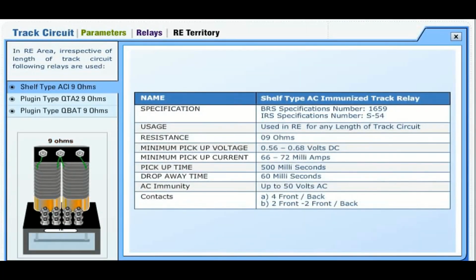In RE area, irrespective of length of track circuit, following relays are used. These are AC immunized 9 ohm relay, QT80 relay of 9 ohms, QB80 relay of 9 ohms.